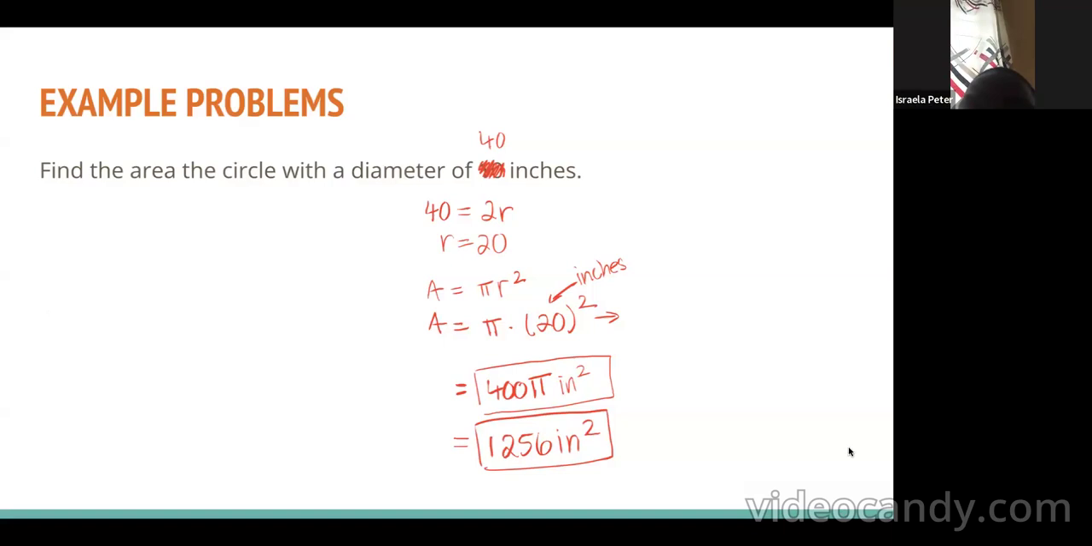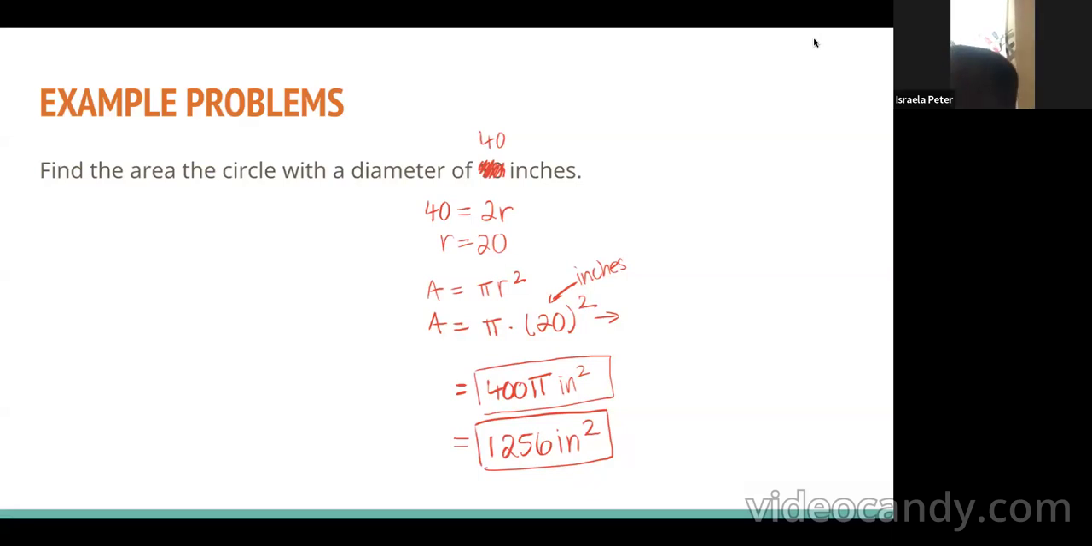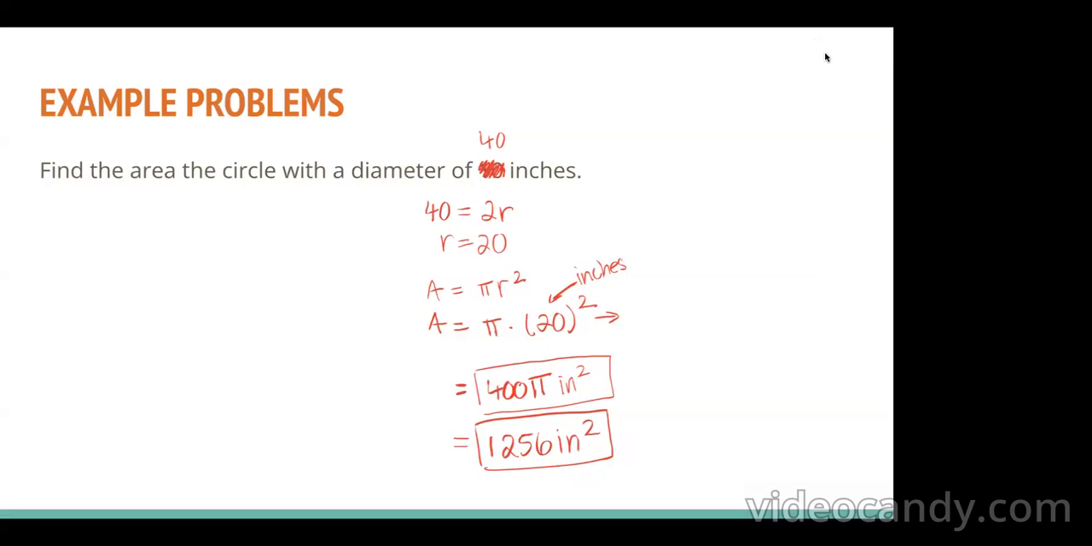When I solved for 400 times 22 divided by 7, I got 1,257.14 and so on. Do I have to add the rest of the digits next to the decimal point?